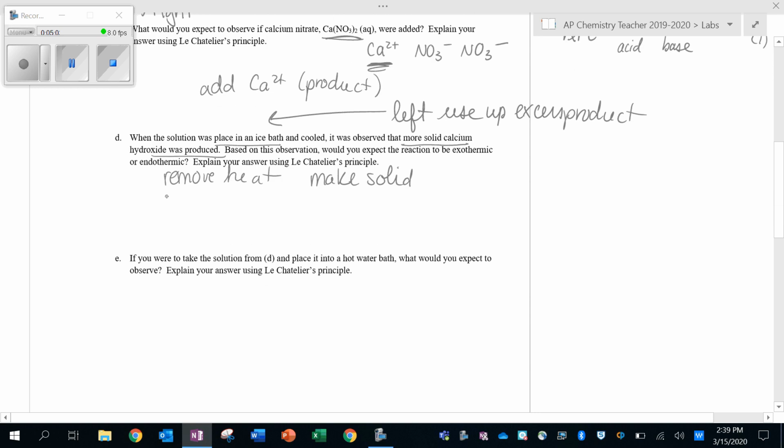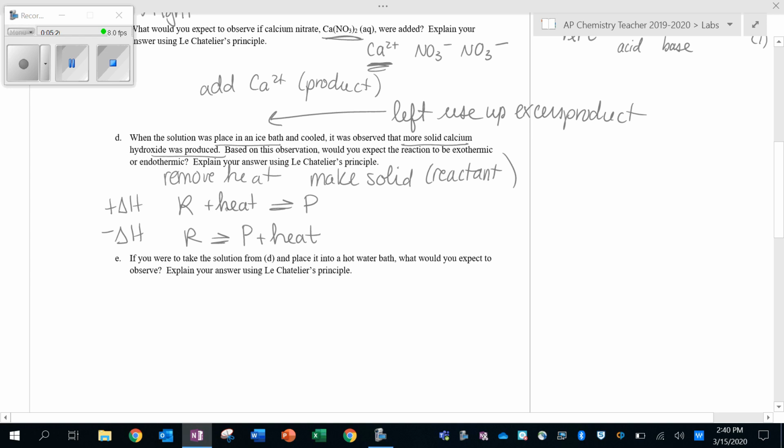So that means that when we remove heat, we end up making reactant. And we want to know if it's exothermic or endothermic. So one way to do that is to think through your scenarios. What if it's endo? What if it's exo? If it's endothermic, heat behaves like a reactant. If it's exothermic, then heat behaves like a product.